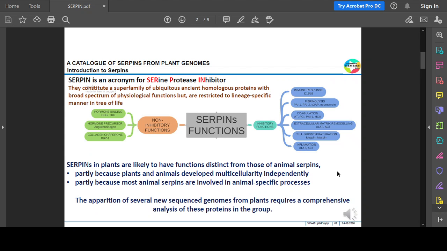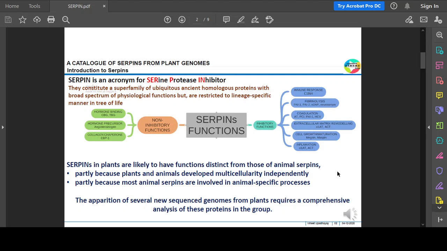I'm here to present my study on comparative genomics of plant serpins. Serpin is an acronym for serine protease inhibitor, and they constitute a superfamily of homologous proteins with very different kinds of functions spread across all life forms on Earth. When they were studied extensively in vertebrates, they were found to have inhibitory as well as non-inhibitory functions.